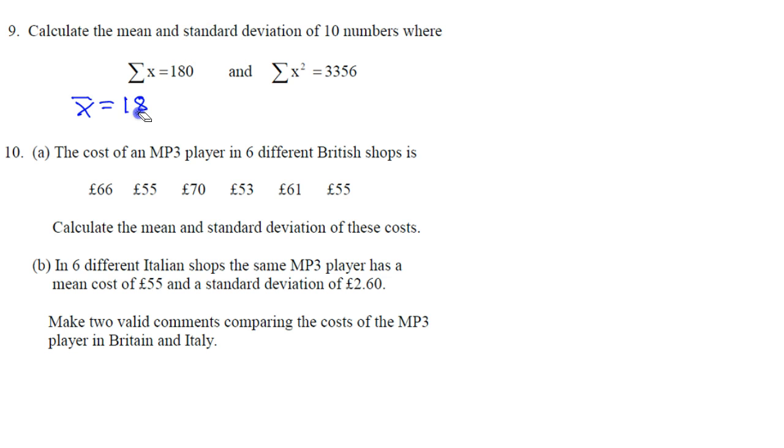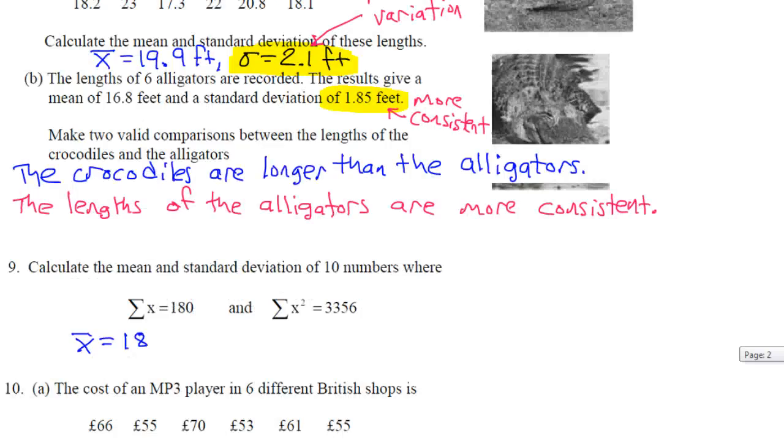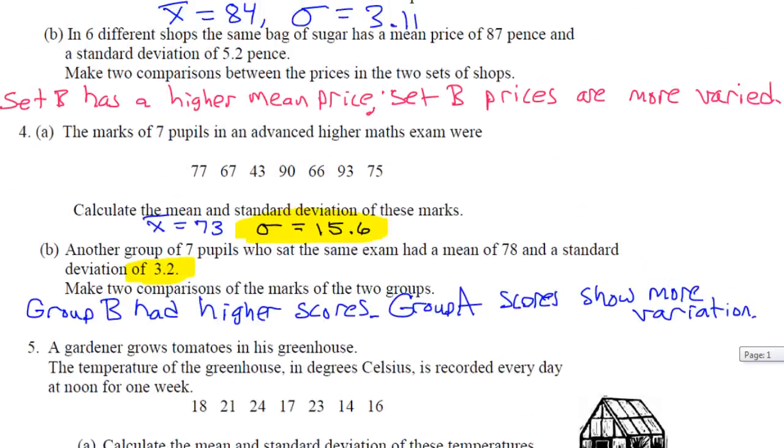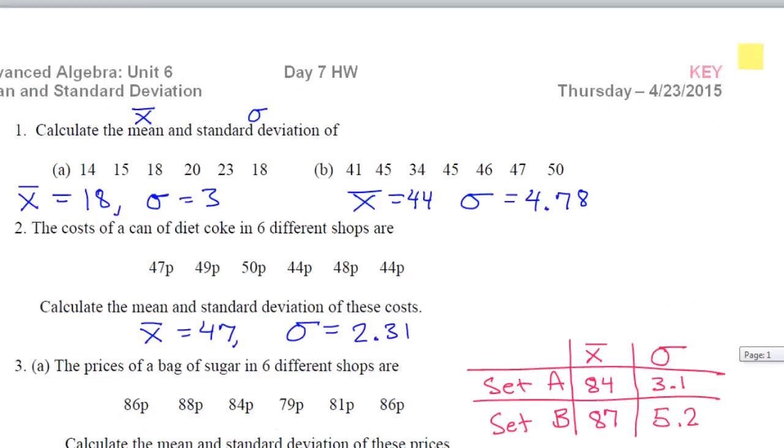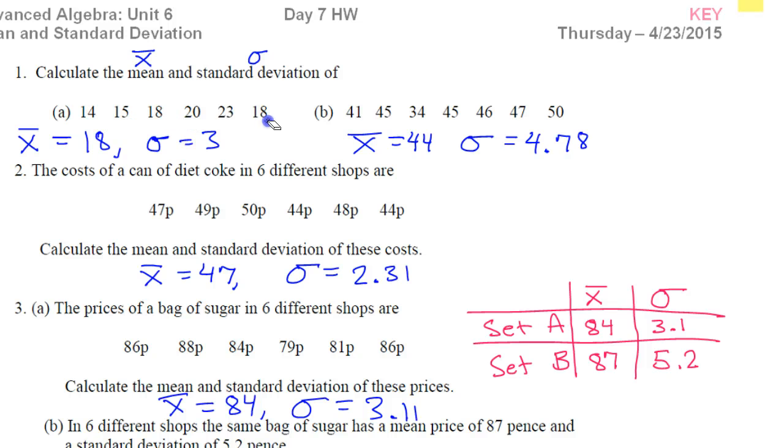Okay, so we calculated the mean. Now we just need to somehow from this figure out what the standard deviation is. So for this to make sense, we have to go back and understand how to calculate standard deviation by hand. We've been doing it only on the calculator so far. So let's go back real quick and look at the very first problem, problem number one, and let's figure out how we could find this standard deviation of 3 by hand.